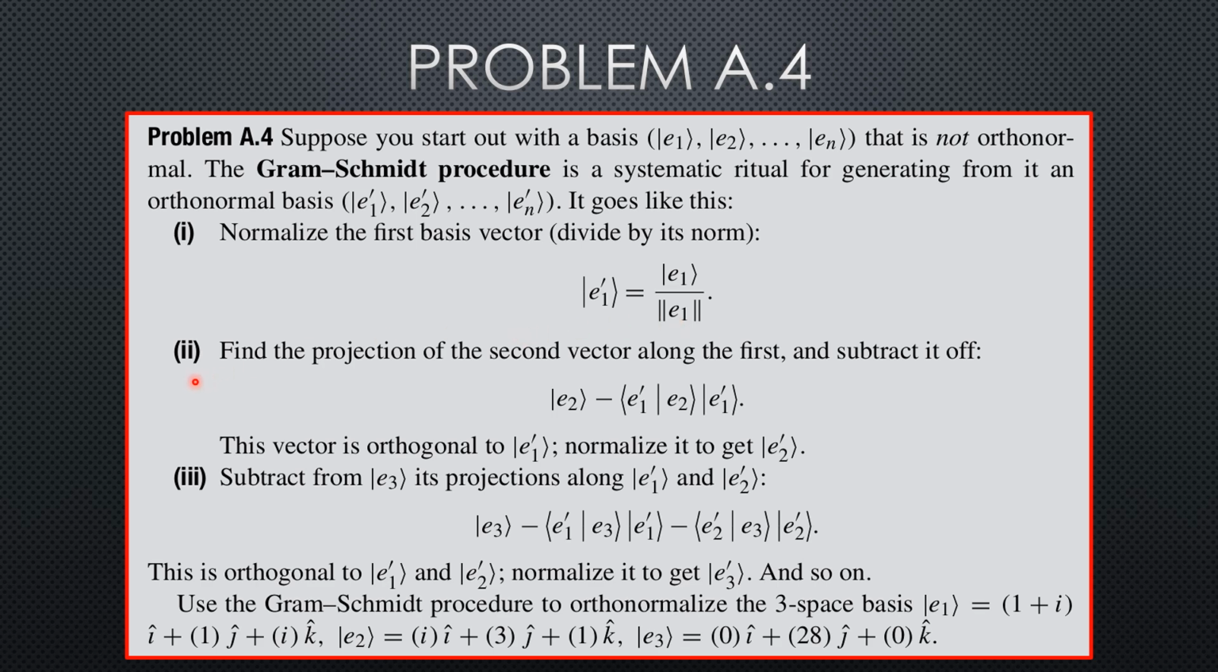And then part 2, find the projection of the second vector along the first and subtract it off. And if you remember, the projection operator from the quantum mechanics book looked like e1 with the outer product e1 here, and then e2 was the projection onto that. This vector is orthogonal to e1 prime, and then normalize it to get e2 prime. Let's take a quicker look at this.